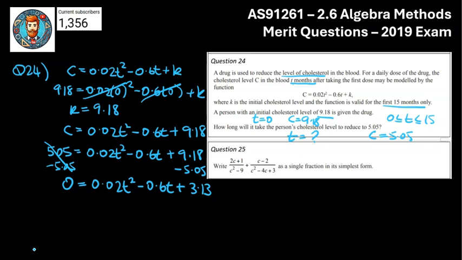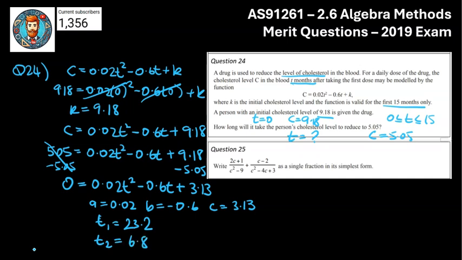I like it. Now that I've done that, I'm going to put them into my graphics calculator. From here, I know that A is equal to 0.02, B is equal to negative 0.6, and C is equal to 3.13. Putting that into my calculator, don't forget it's a quadratic, so I'm going to get two different answers. My first answer for T was 23.2, and my second answer for T was 6.8. Both of those had 1 dp rounding.